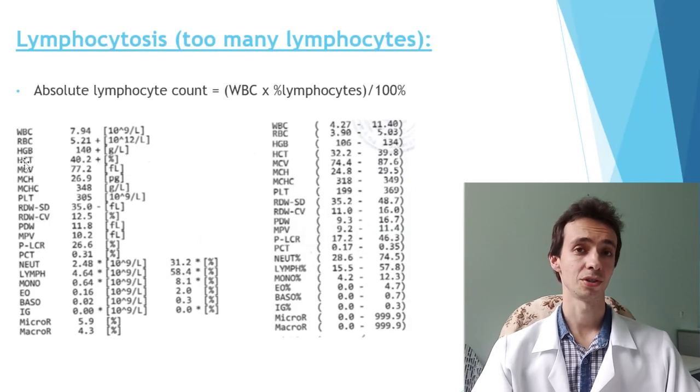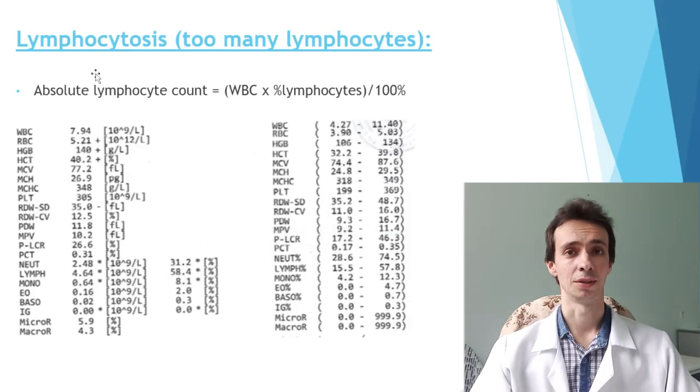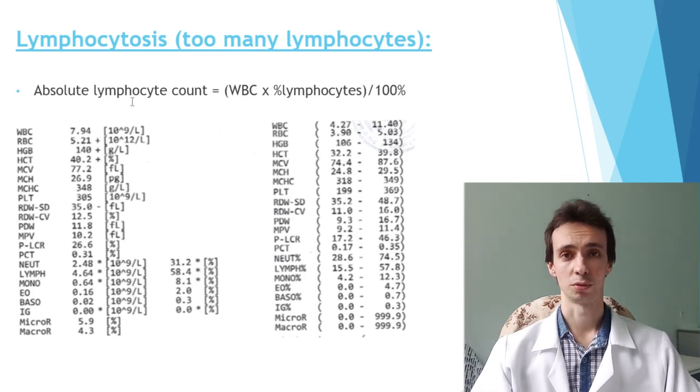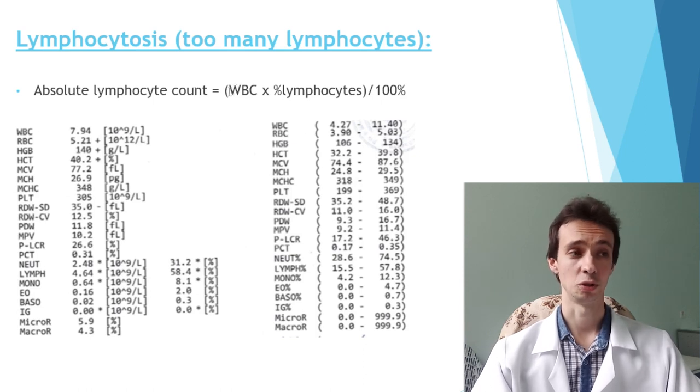So, lymphocytes are immune cells, and there can be relative lymphocytosis. Lymphocytosis means high lymphocytes relative to other cells, for example, to neutrophils, to eosinophils, etc. And it can be absolute, when it's really a high amount of lymphocytes in your blood, not relative to something else, because something else is low, for example. And sometimes you need to count the absolute lymphocyte count. Is there really a lot of lymphocytes in your blood?